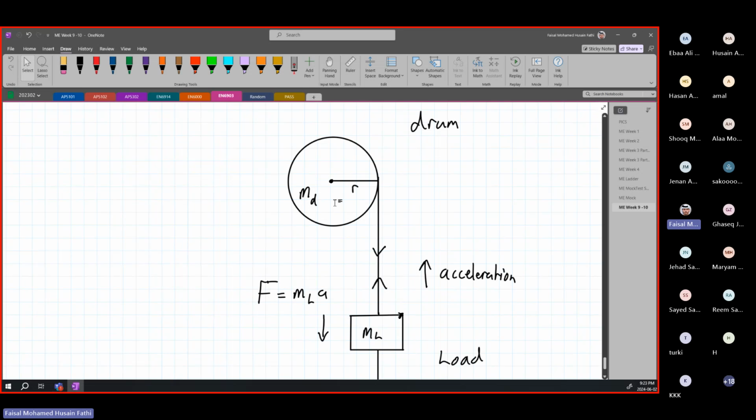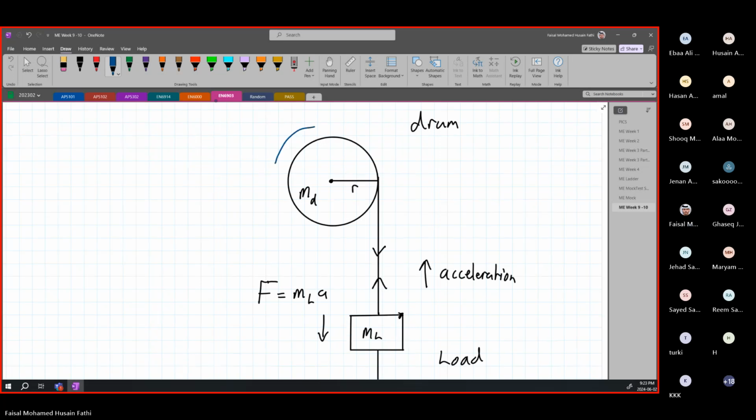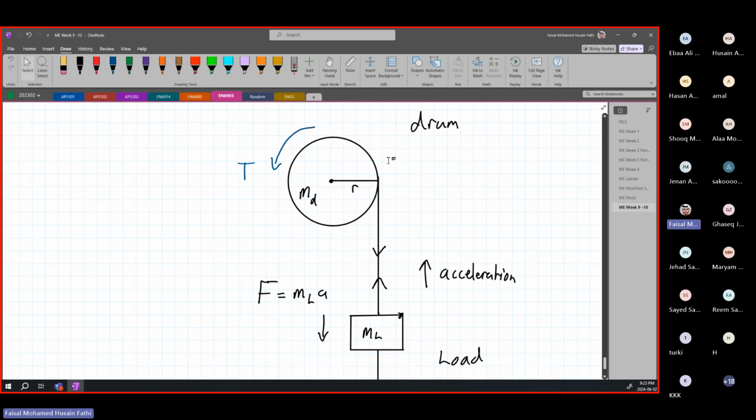What about when we look at the pulley? For the pulley, we're going to have a rotation. In this case, our torque, which is the rotation of it, is going to be in this direction. So the pulley has to be powered in a counterclockwise direction so that this acceleration will occur and the load is going upwards. For this specific case, the torque has to be counterclockwise.